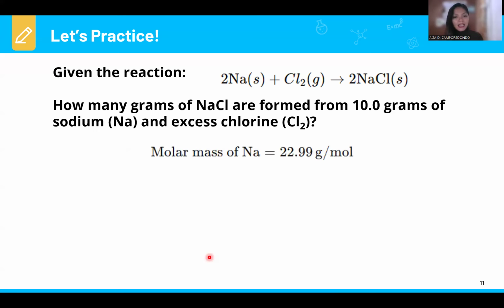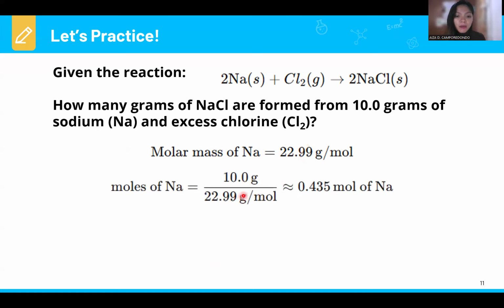Okay, so in this case, we need the molar mass of sodium. We all know the molar mass of sodium: that would be 22.99 grams per mole. Now, using this, we need to apply it to the grams of sodium. 10.0 grams divided by 22.99 grams per mole, the grams cross out, and that leaves us with 0.435 mole of sodium.